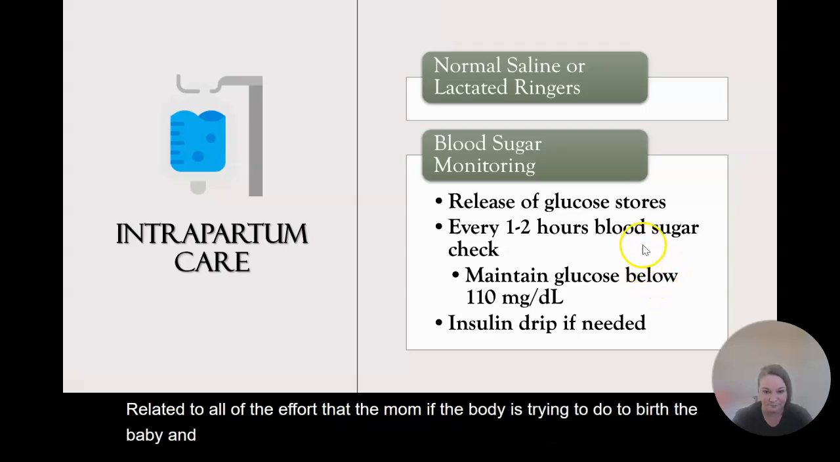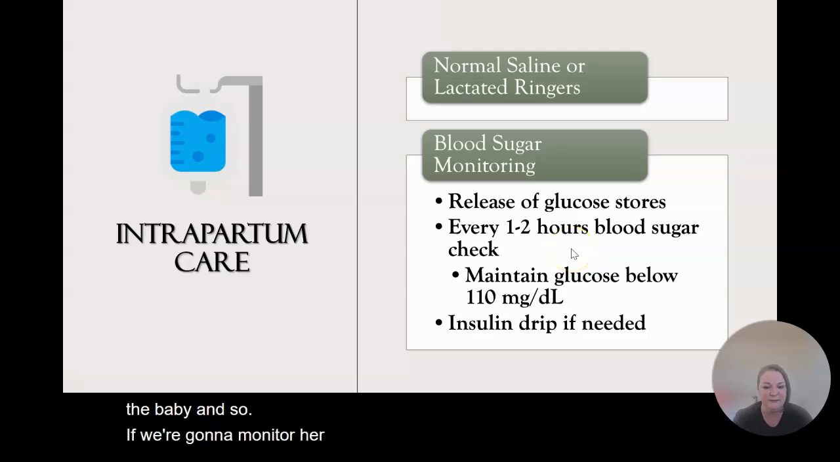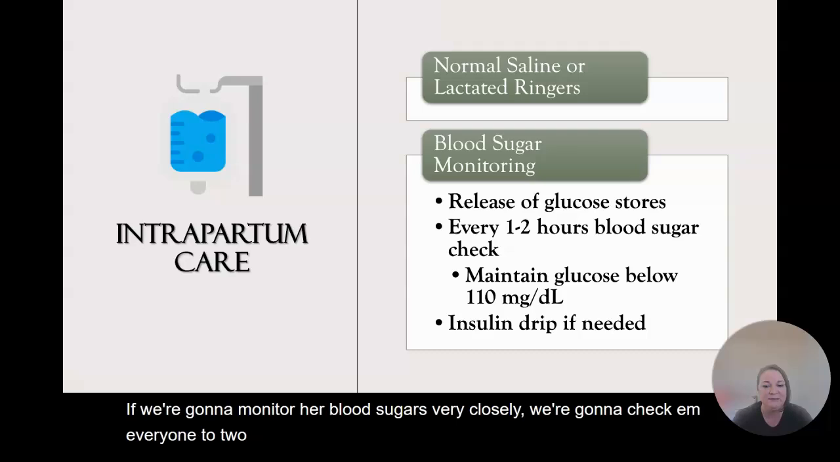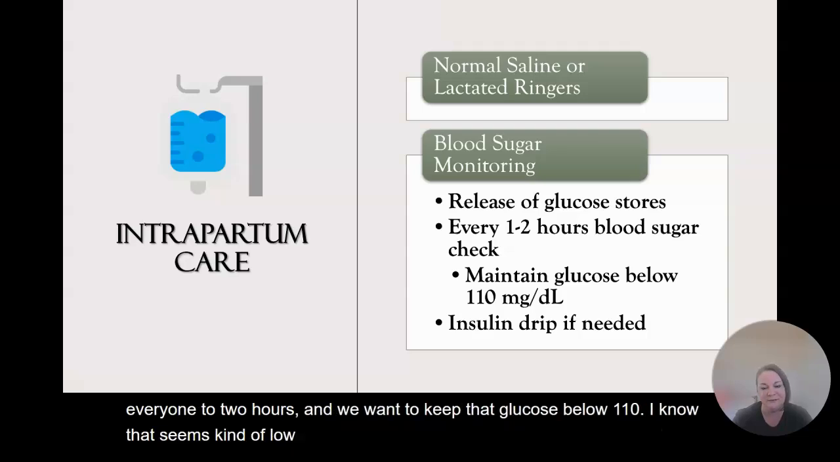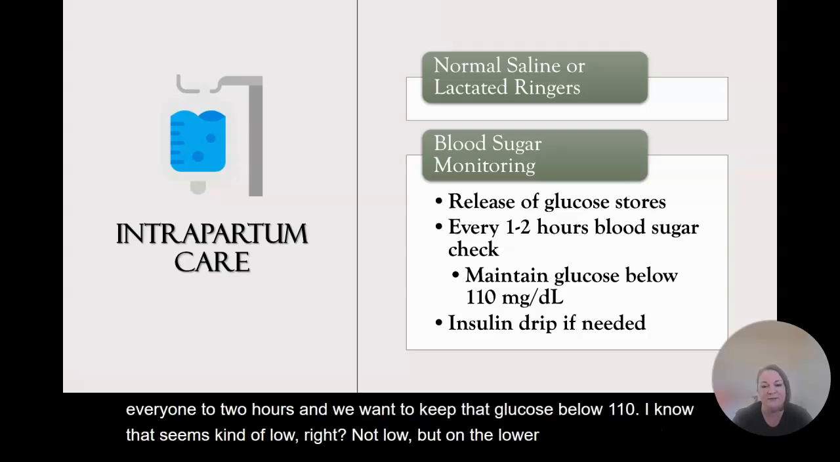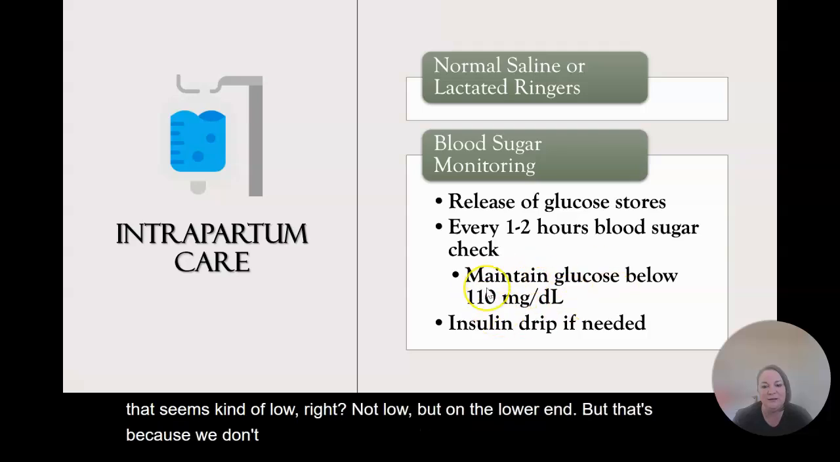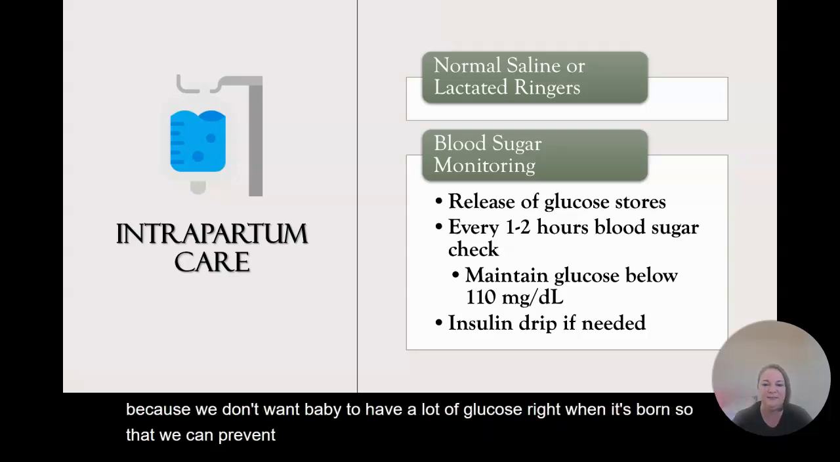And so we're going to monitor her blood sugars very closely. We're going to check them every 1 to 2 hours, and we want to keep that glucose below 110. I know that seems kind of low, right? Not low, but on the lower end. But that's because we don't want baby to have a lot of glucose right when it's born, so that we can prevent that hypoglycemia from happening rapidly.